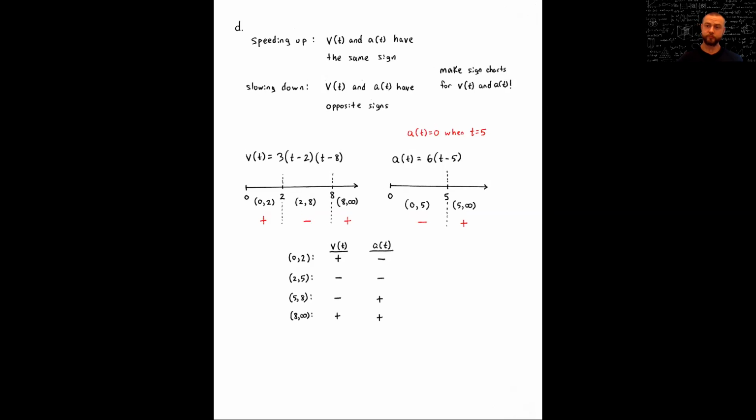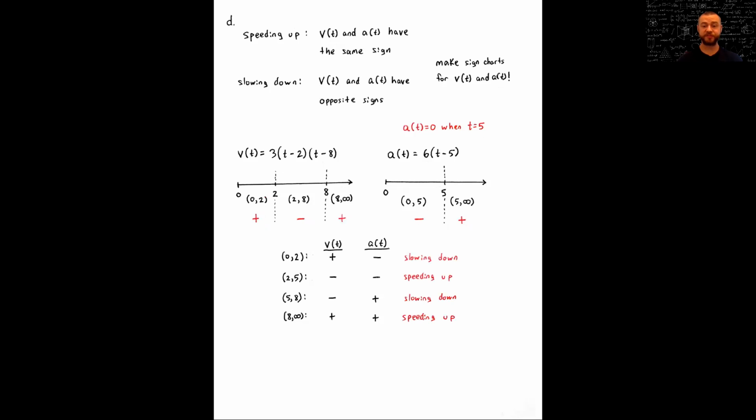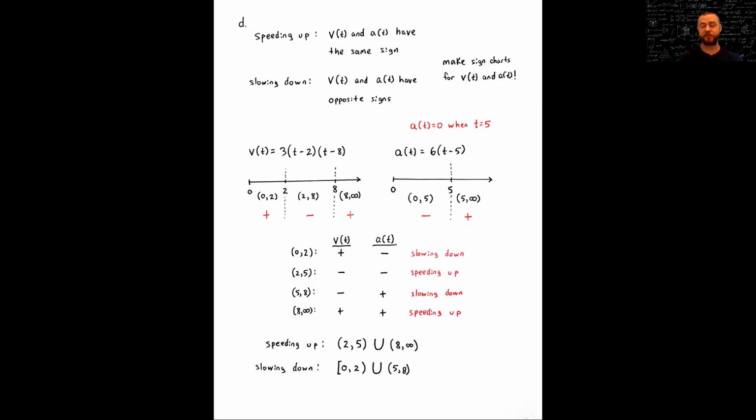Any interval where the velocity and acceleration have the same signs, either both negative or both positive, the object would be speeding up. Any interval where the velocity and acceleration have opposite signs, the object is slowing down. So if we refer to this table here, which basically comes from our sign charts, we pretty much answer our question and we get our intervals of time here. The object is speeding up from 2 to 5 and then 8 to infinity. And then the object is slowing down from 0 to 2 and from 5 to 8.